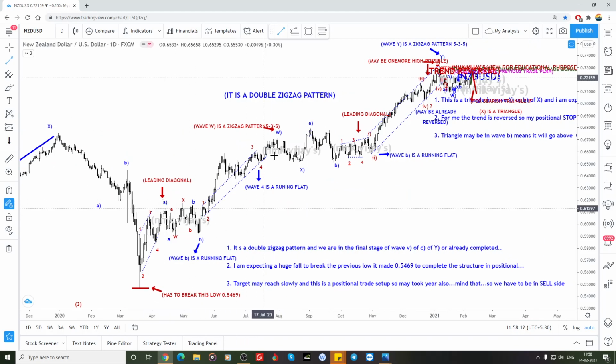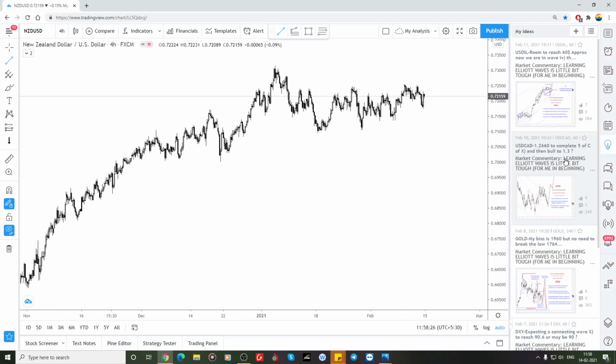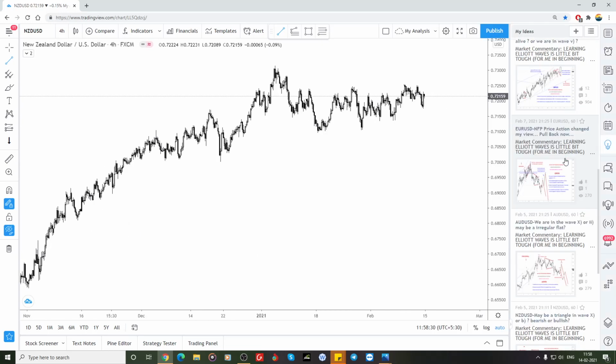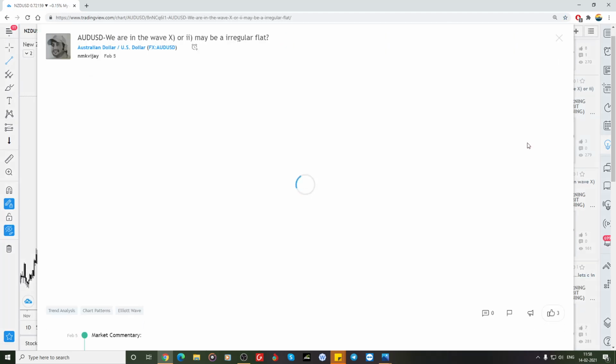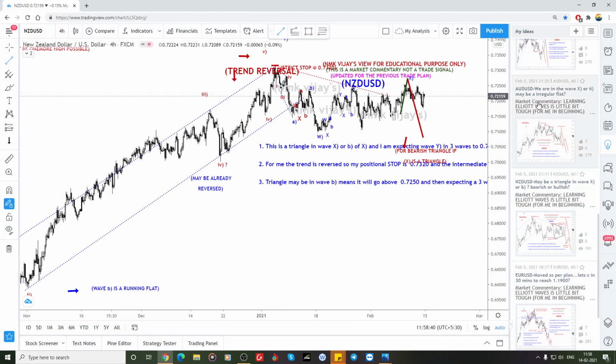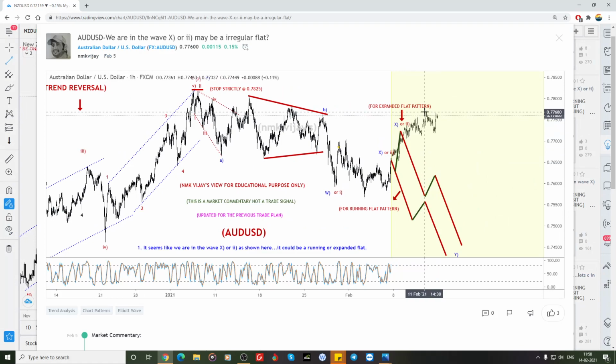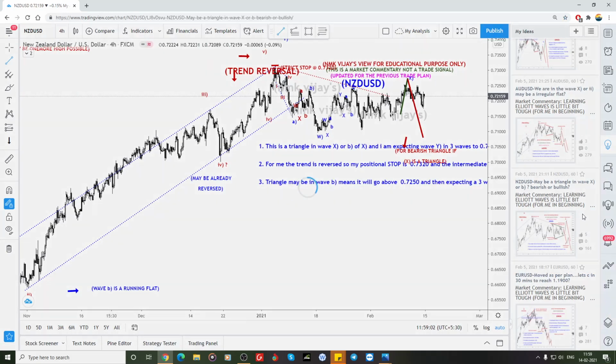That is also the same. A, B, C is a W, X, and A, B, C is completed as a Y. If it breaks the high, there is one more valid count here. I already posted that and shared my Australian dollar previously. From here it can go up to this high. Perfectly it did, and now I'm expecting only the downside. But if it gets above the high, then that is invalid, and that would be a continuation of that wave. The same thing applies to the New Zealand dollar.